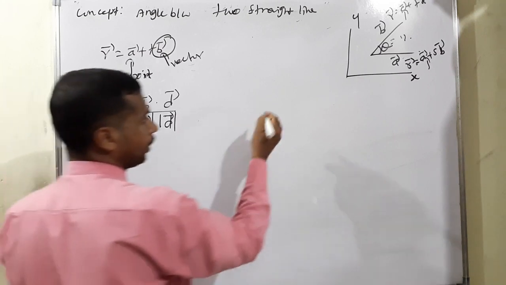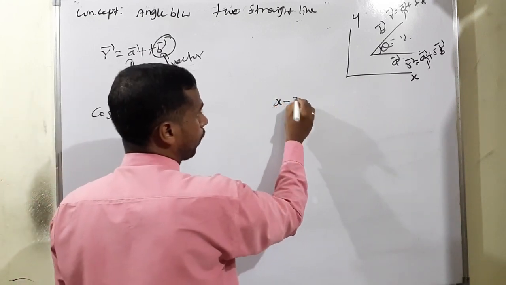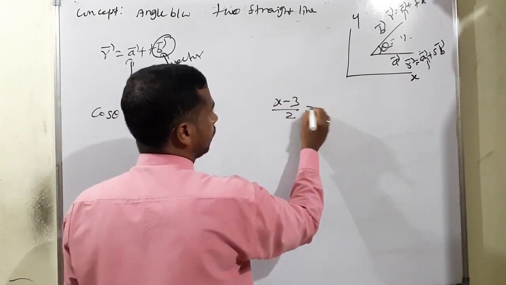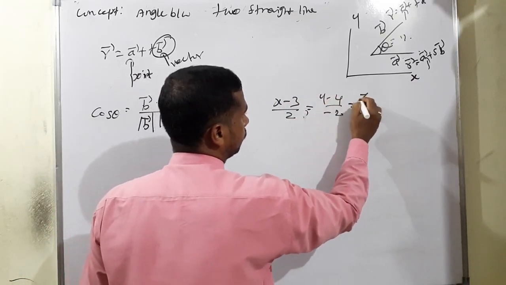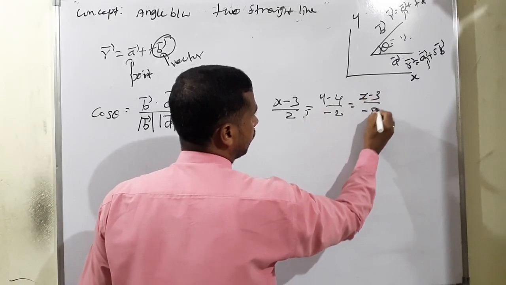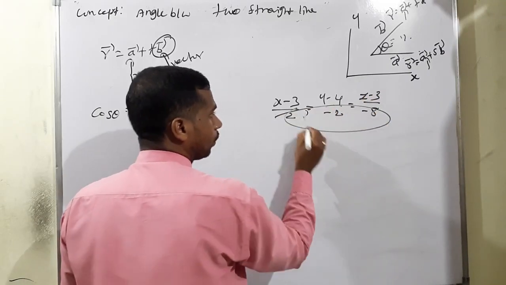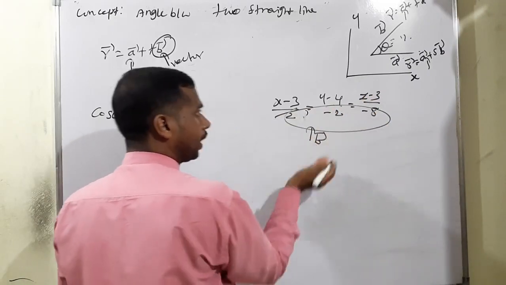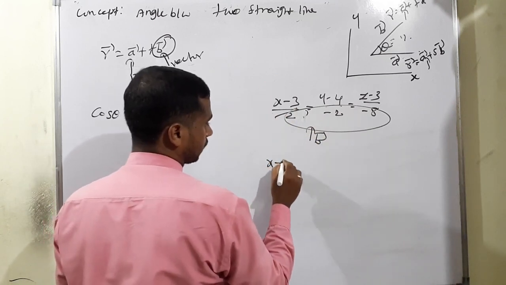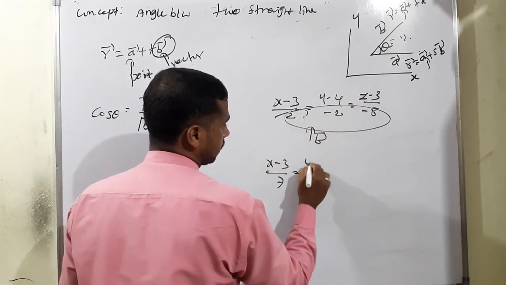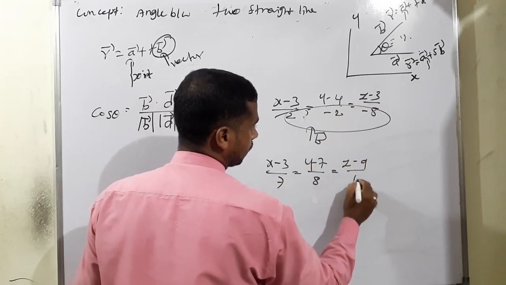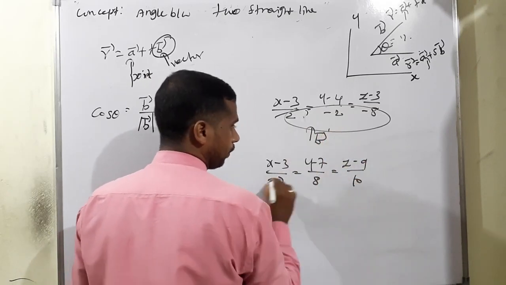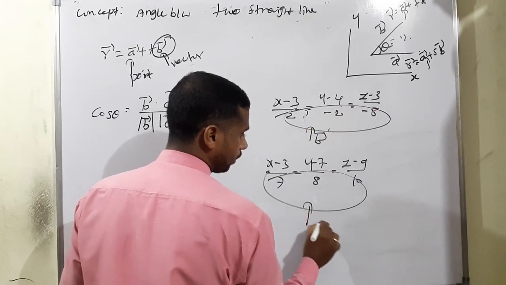So, this is one line and another line. Then the same condition, if you have the 2 lines: x minus 3 by 2 is equal to y minus 4 by minus 2 is equal to z minus 3 by negative 8. The denominator part only is called the B vector. In case another line is also given: x minus 3 by 7 is equal to y minus 7 by 8 is equal to z minus 9 by 10, this is considered the B vector of the other line. This is called the D vector.